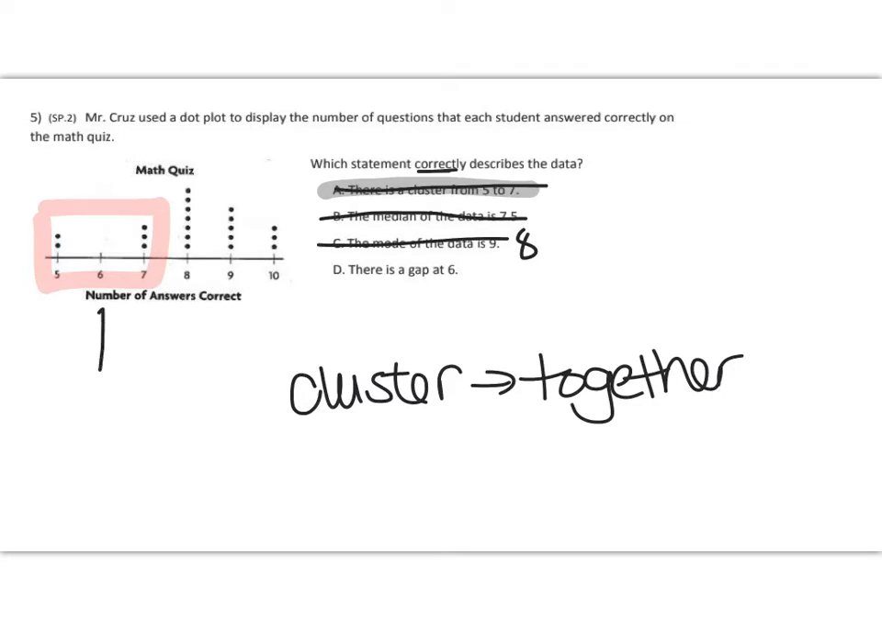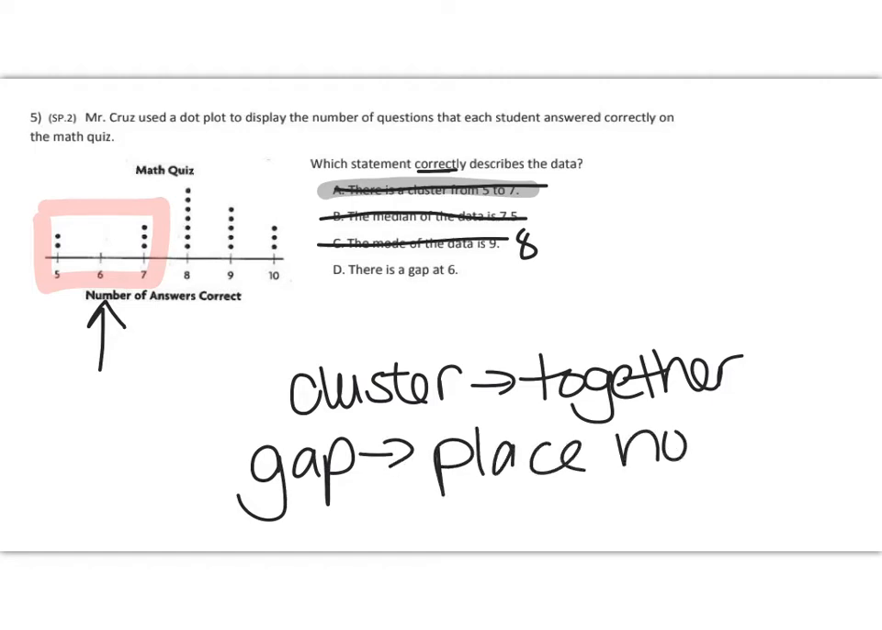There's a gap at 6. What a gap means is that there's a place where there is no data. And that fits because there's a gap in the data. It's not 4 because there's no data before that. That would not be a gap, but there's data at 5 and there's data at 7 and no data at 6, which means there is a gap at 6.